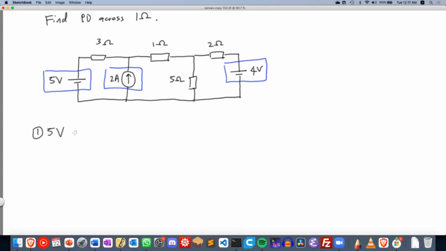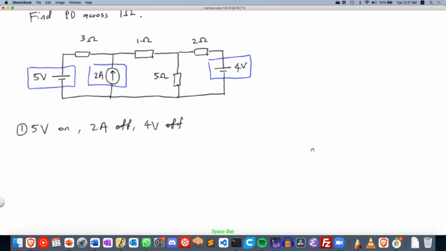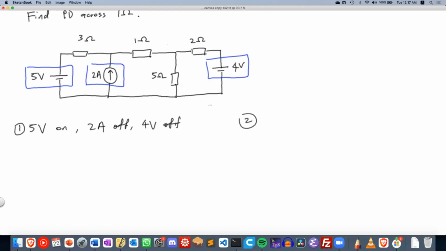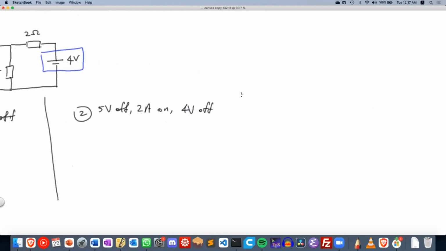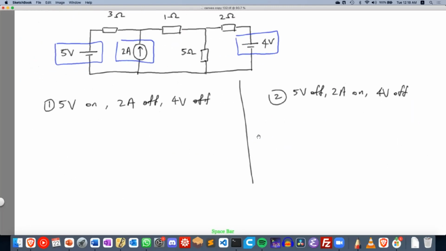In the first scenario, let's turn on the 5 volts and turn off the 2 ampere as well as the 4 volts. In the second scenario, you turn off the 5 volts, turn on the 2 ampere, and turn off the 4 volts. And in the third scenario, we turn off the 5 volts, turn off the 2 ampere, and turn on the 4 volts. So let's consider the first scenario.